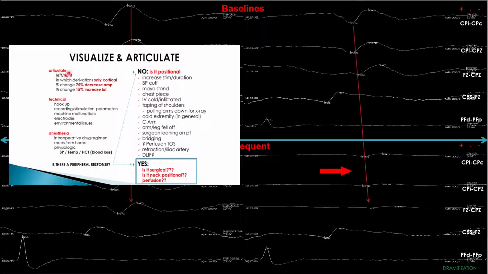Articulate the change. Is it left or right? Which derivations? What percent change do you see? Quickly go through your technical setup. Check with anesthesia to see if there are any problems there or anything drastically changed. Since there is a peripheral response, we can go directly to possibly thinking it's surgical. However, with this case, there is a subcortical response and it's only a cortical change. So maybe there's a perfusion or a vascular issue.